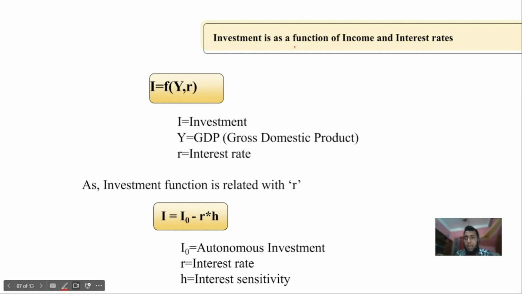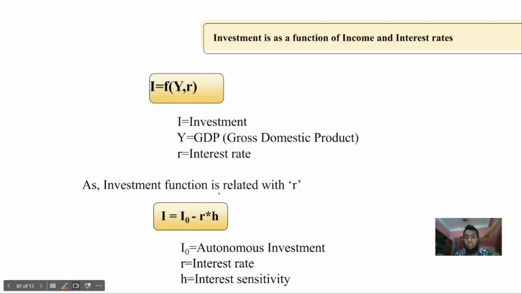Investment is a function of income and interest rates. So we can write I equals f of Y comma r. This means that I is a function of Y comma r, meaning Y and r are the independent variables and I is the dependent variable. Here I equals investment, Y equals GDP and r equals interest rate.